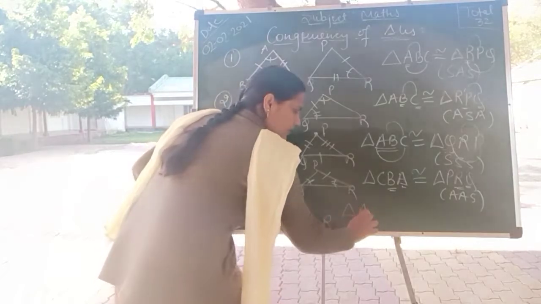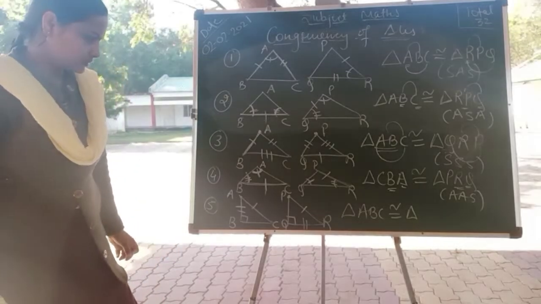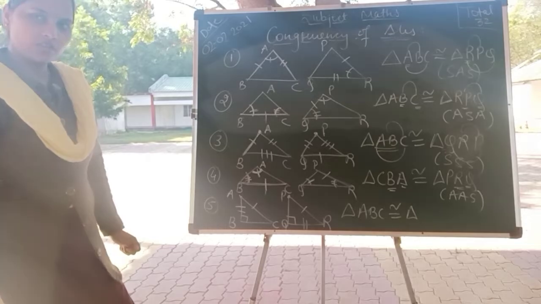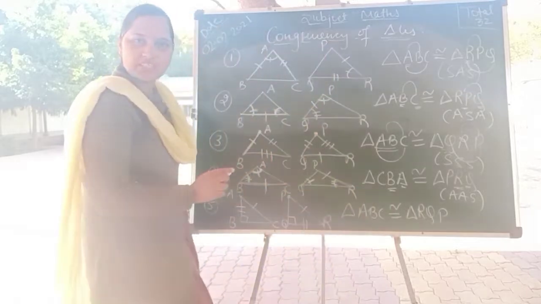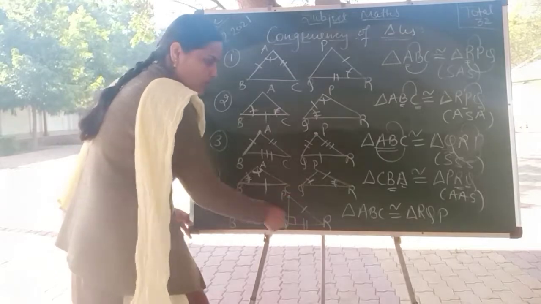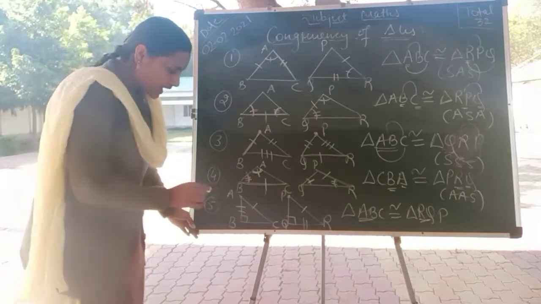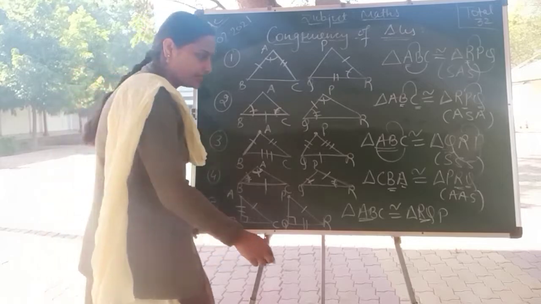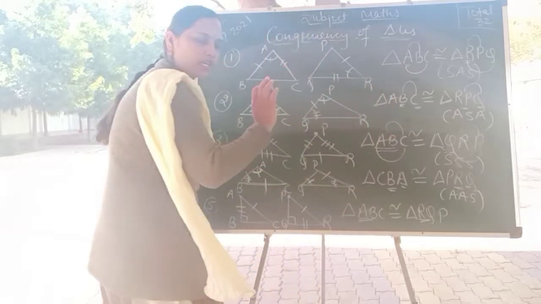Now try this. Triangle ABC is congruent to triangle RQP. Correct. Let us check the sequence. AB is equal to QR, or RQ. No problem. Angle B is 90. Here which angle is 90? Q is 90. So angle B is in the second position, and here angle Q is in the second position. Okay, it is following the sequence.